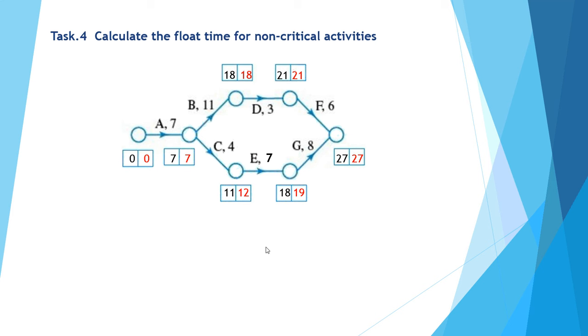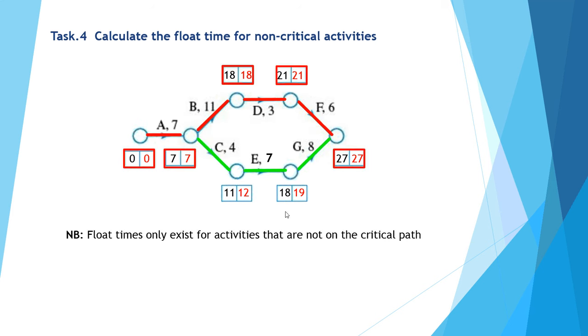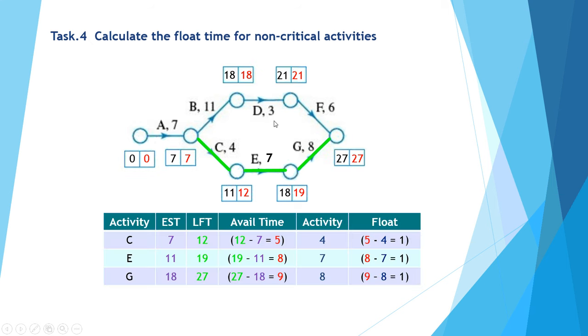Finally, the float time for the non-critical activities. So activities C, E and G have variations in when they can start and finish. They're not on the critical path. So activity C can start as early as 7, finish as late as 12, which means there's 5 days available to complete an activity of 4 days duration. Gives me a float of 1.